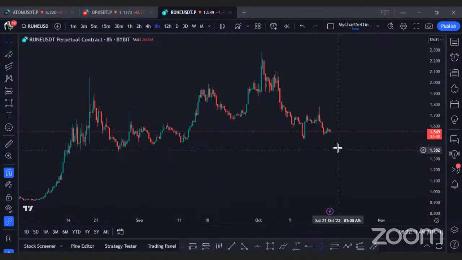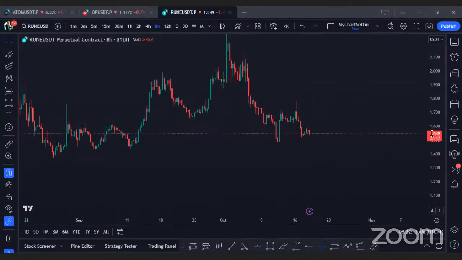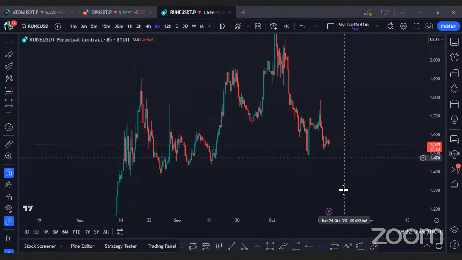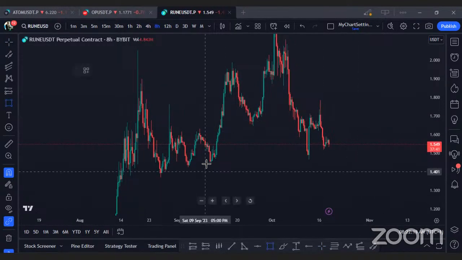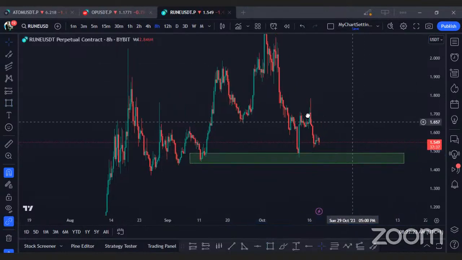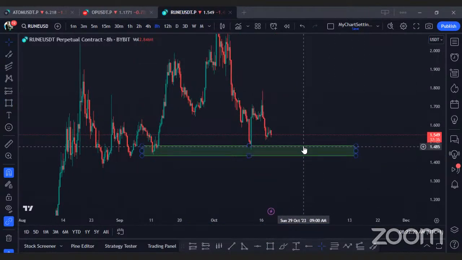Okay, so for Robinson, I'm equally going to set a limit order to join you in this trade. All right, so I'm looking at entering this trade at that 1 point.